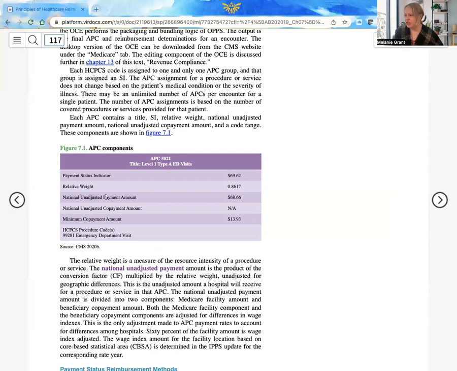The national unadjusted payment amount is the total amount when we take that 6962 and multiply it by the relative weight. And then we look and see if there's a copay amount for this service. All of this is done in order to make a calculation of what's being reimbursed and how much the patient will pay.